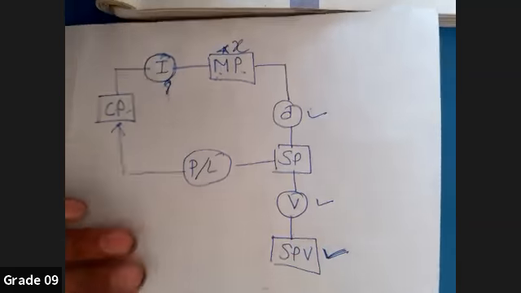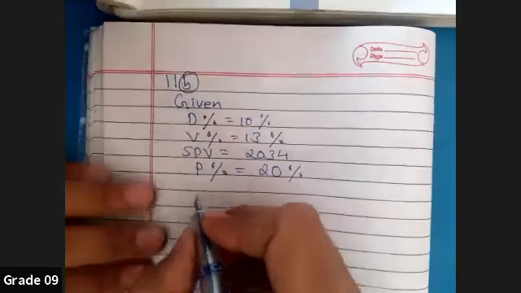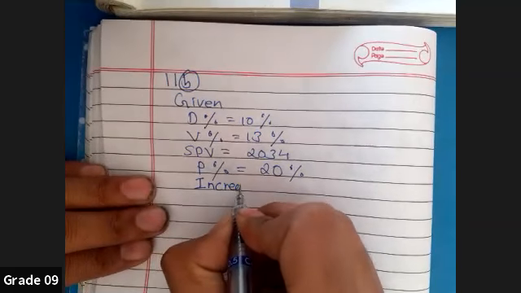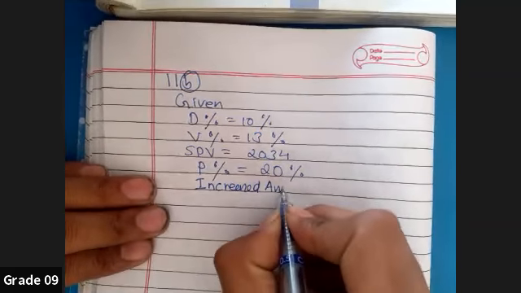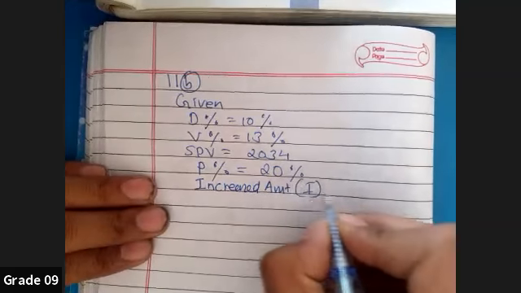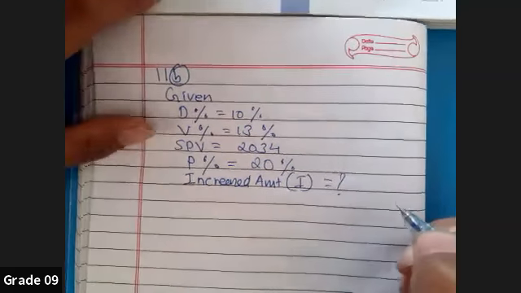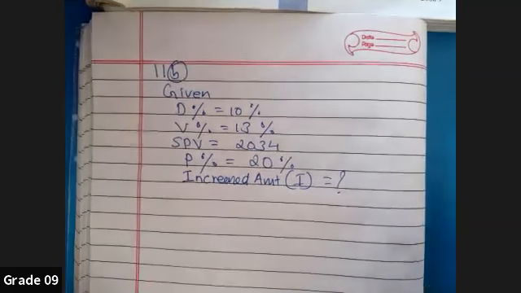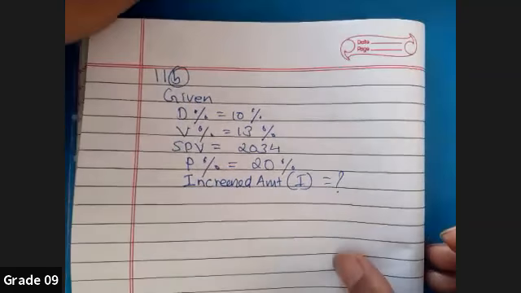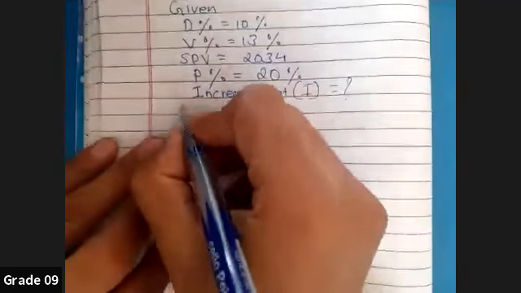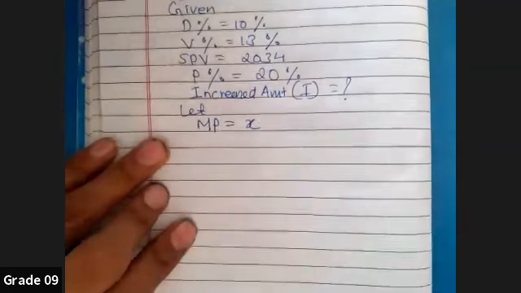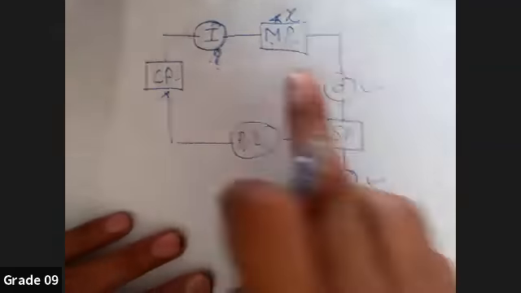Okay, so let's begin, all of you, without hesitating. So actually the question target is to find the increased amount, that means I. By how many percent they are asking, we'll find increased percent, but before that first we have to find the increased amount itself. So first we have to suppose let MP equal to X. Remember we are following, again I'm repeating, this direction.